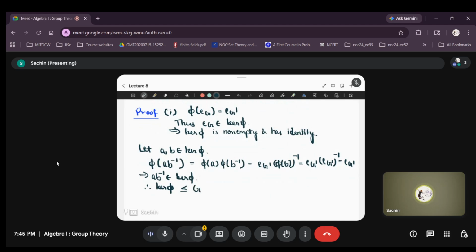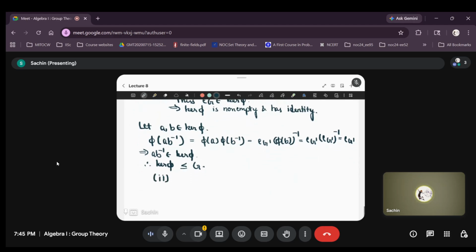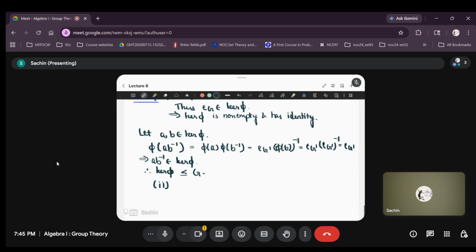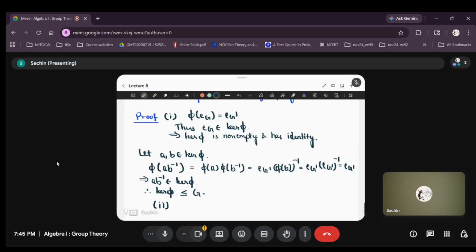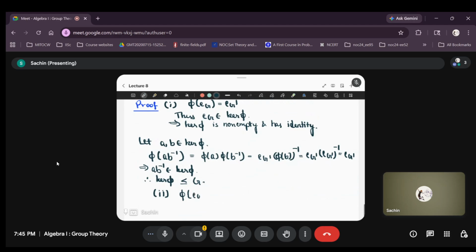The symbol for subgroup that we are using is this, less than or equal to. Okay, that is part one. We showed that the kernel is a subgroup of G. Then we have to show that the image is a subgroup of G prime. Sorry. Yes, phi of e G is e G prime. Therefore, e G prime is in the image of phi.